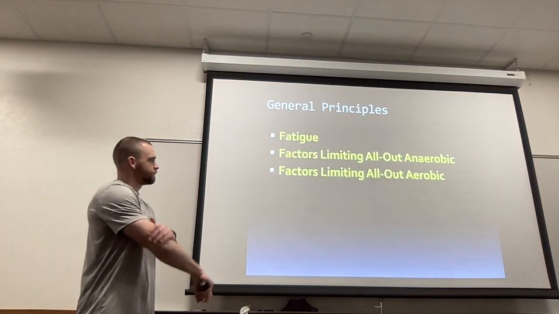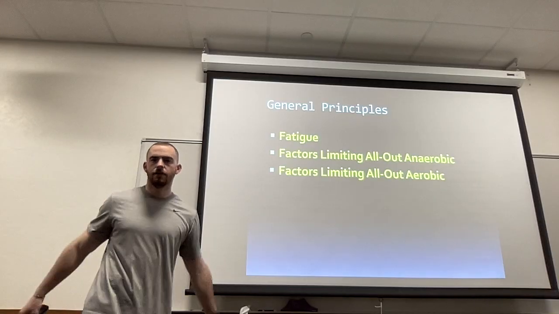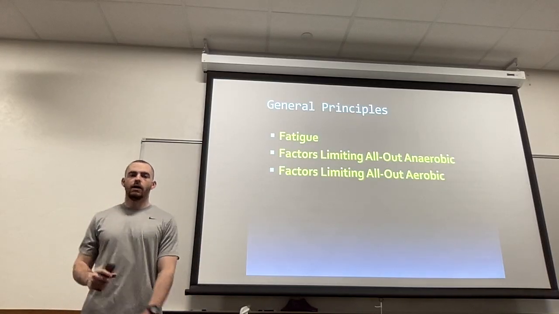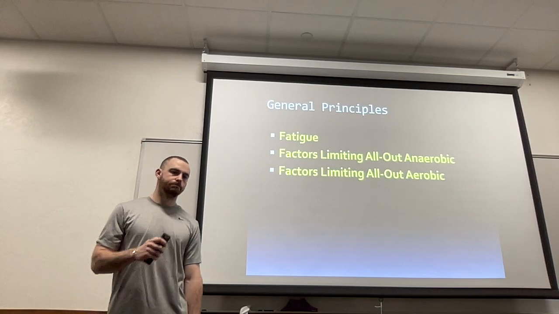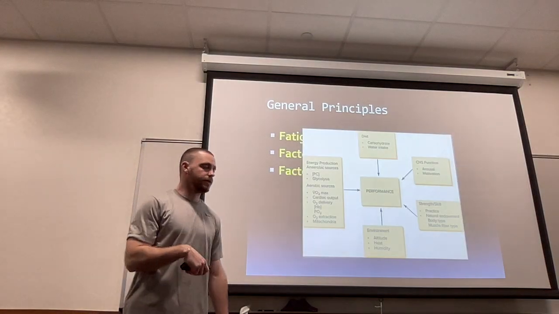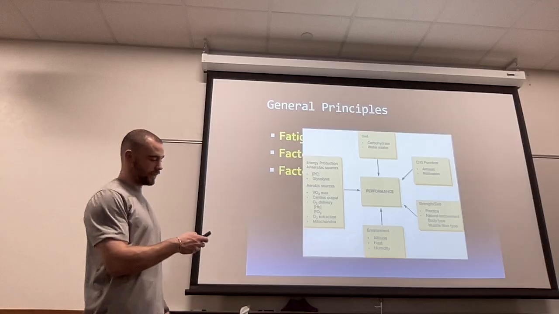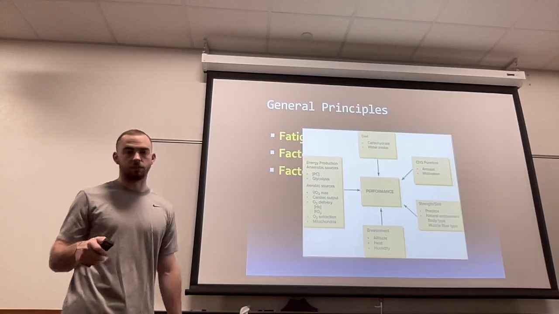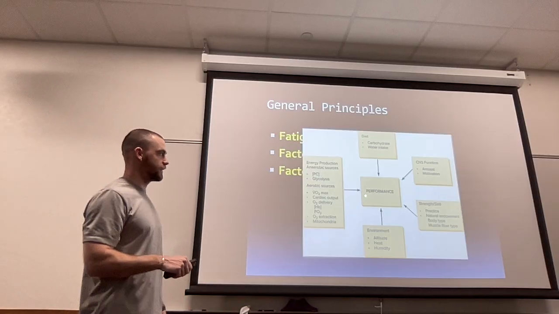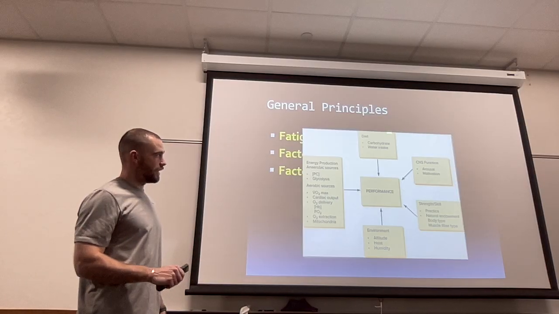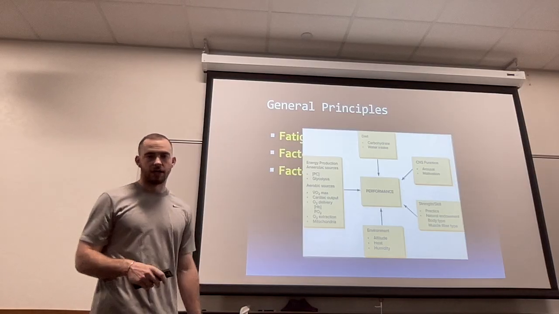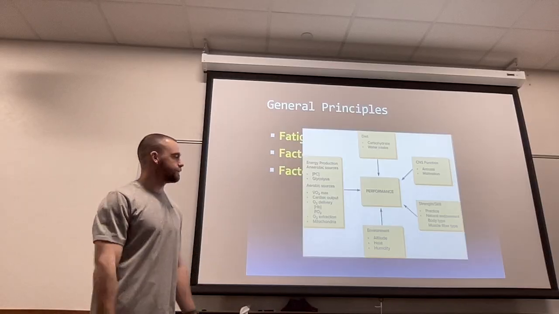General principles, we've got three of them: fatigue, factors limiting all-out anaerobic, and factors limiting all-out aerobic. In the textbook, there is this chart that I think is super relevant for performance and the things that affect it. We won't be covering everything in here, but everything does apply to what we're talking about. I may just not mention it.